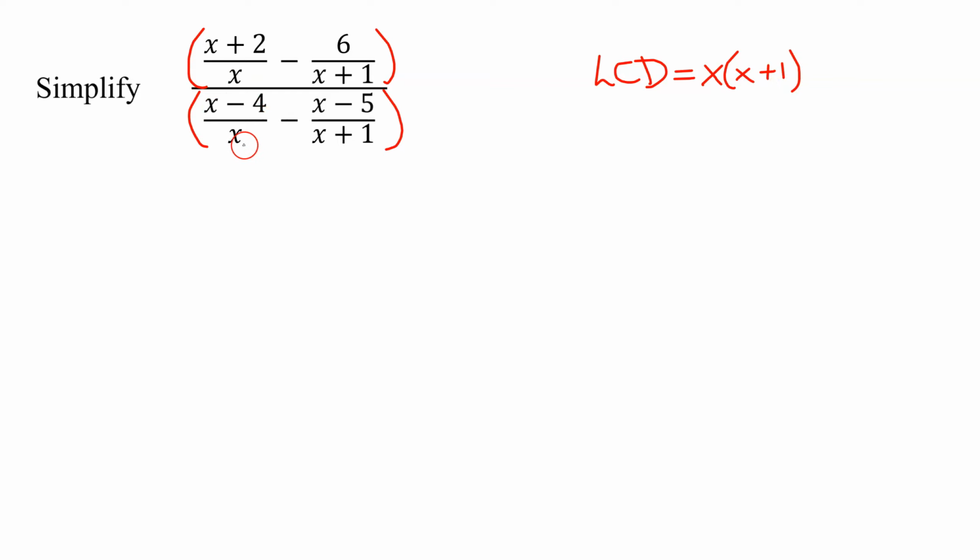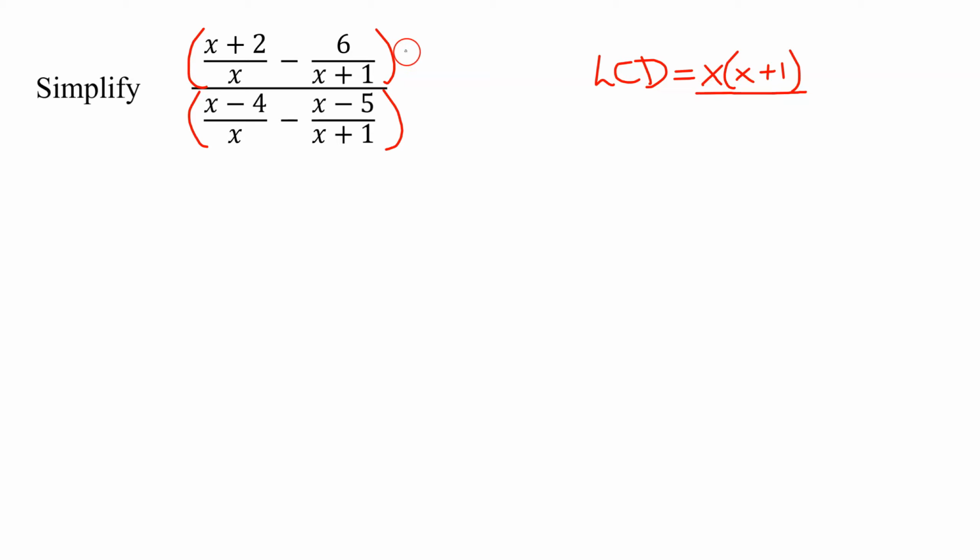Go to the first fraction in the denominator, x minus 4 divided by x. Do I already have an x in my LCD? Yes, don't need another one. Go to the last fraction in the denominator, x minus 5 divided by x plus 1. Do I already have that x plus 1 in my LCD? Yes. So this is my LCD.